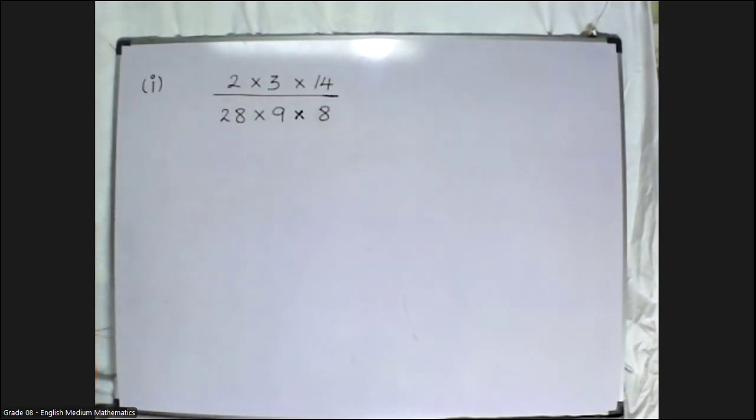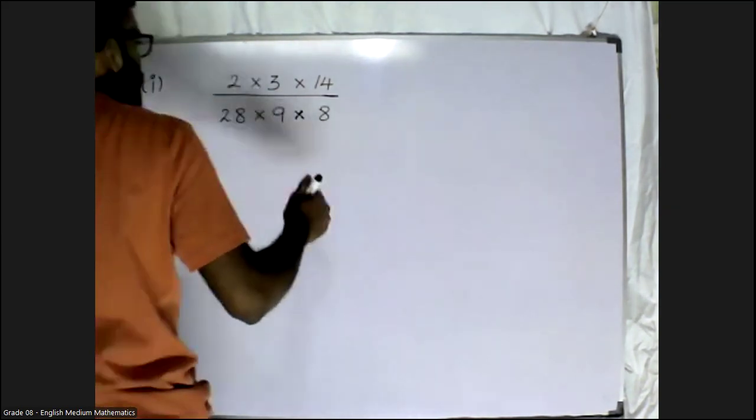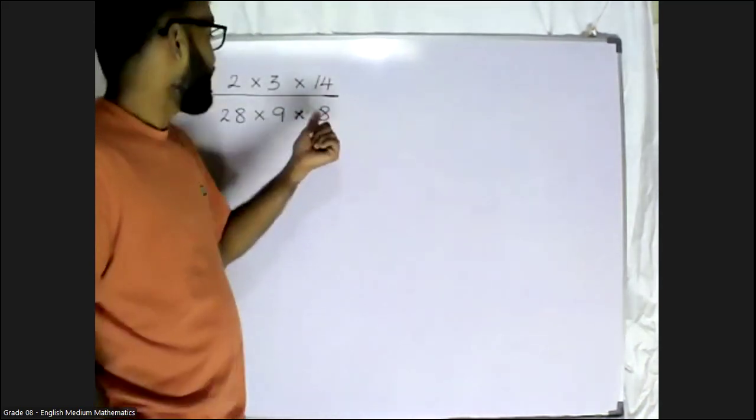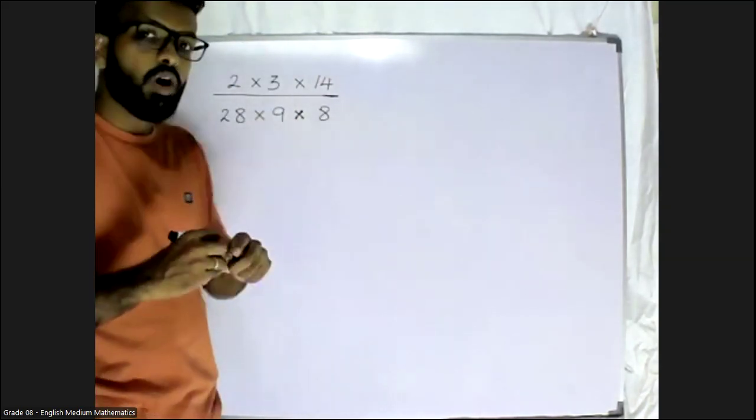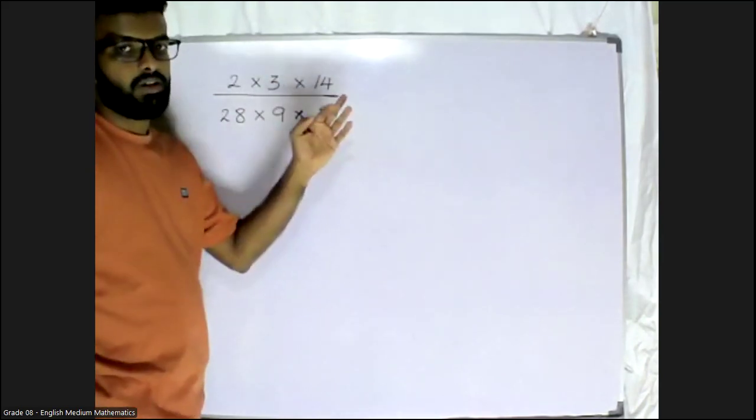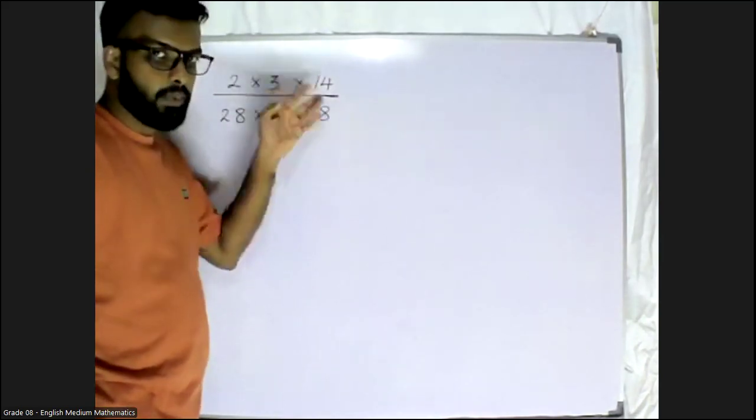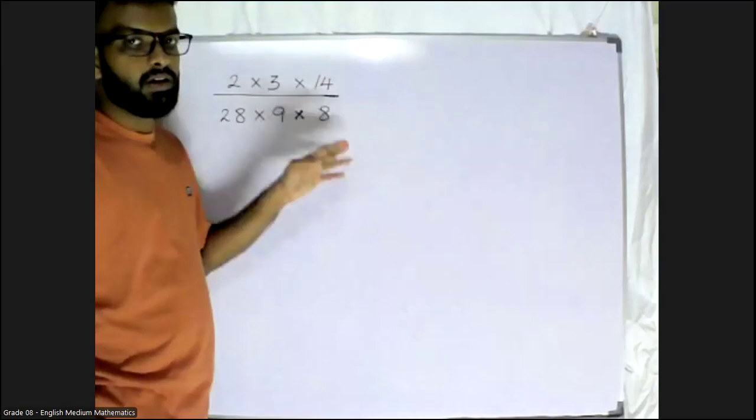Right, look at the board. Look at the board. Right, this is very easy, right? So what you have to do is find the common factors, right? You know how to cut this, how to simplify, right?